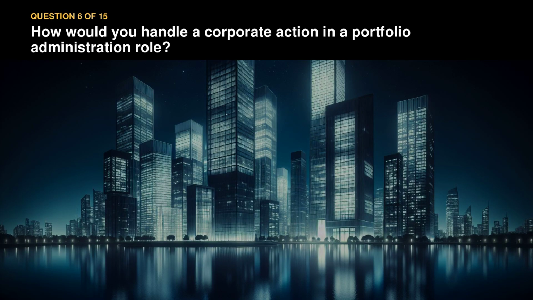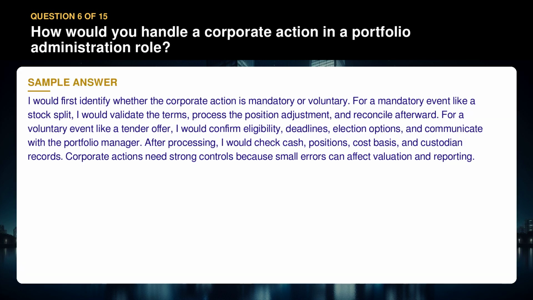Question 6. How would you handle a corporate action in a portfolio administration role? I would first identify whether the corporate action is mandatory or voluntary. For a mandatory event like a stock split, I would validate the terms, process the position adjustment, and reconcile afterward. For a voluntary event like a tender offer, I would confirm eligibility, deadlines, election options, and communicate with the portfolio manager. After processing, I would check cash, positions, cost basis, and custodian records. Corporate actions need strong controls because small errors can affect valuation and reporting.